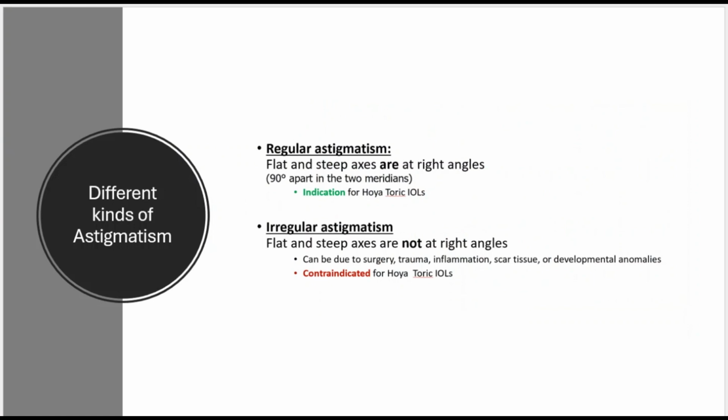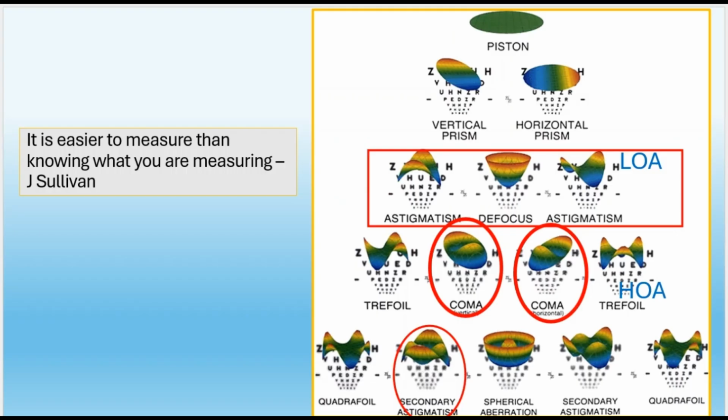Now we know that toric IOLs are made for regular astigmatism, right? You cannot use a toric IOL in irregular astigmatism, and it may not give you the right outcomes. But the challenge is, how do you identify that the patient has a regular astigmatism? And this is the objective of my presentation today, because in biometry there are often times when you do not know whether the patient has a regular astigmatism or an irregular astigmatism, and I will talk about this in the subsequent slides.